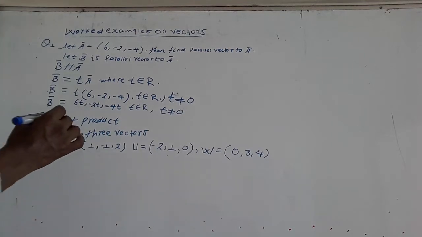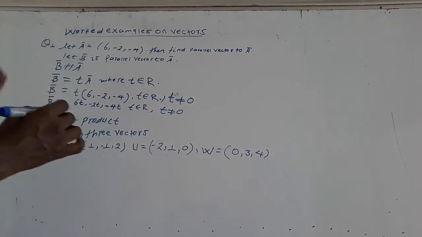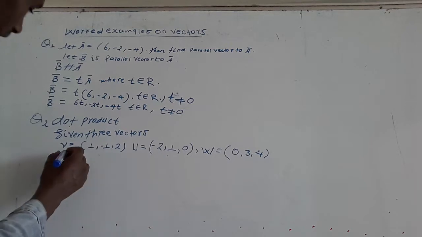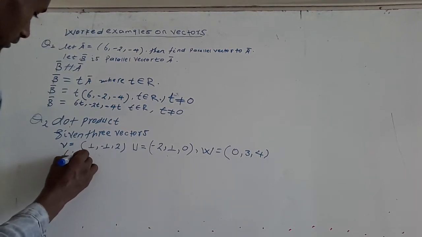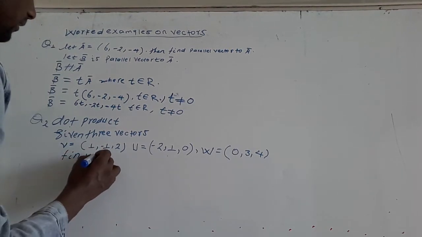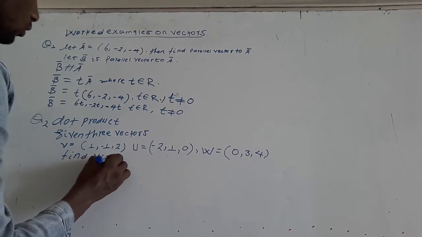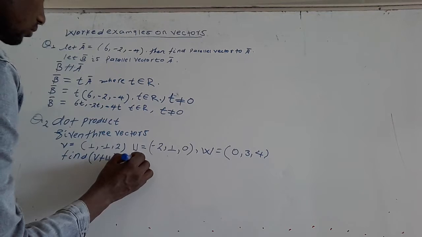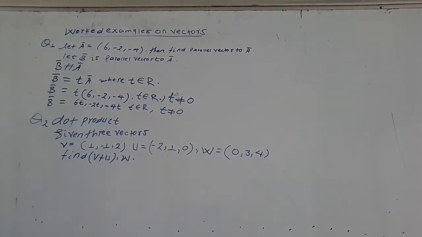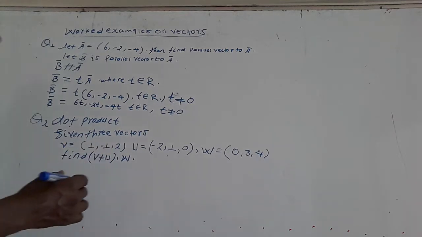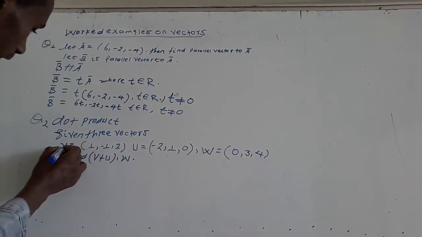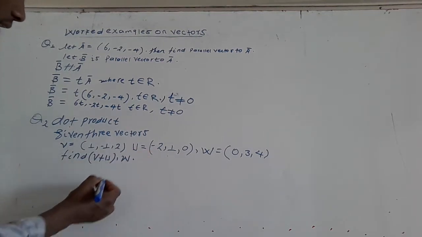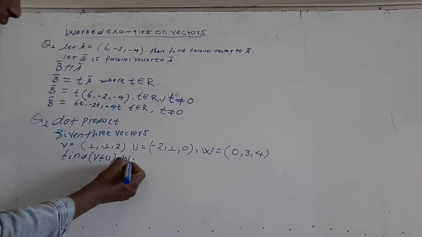So find (v plus u) dot w. This is a simple question, you know. First we have to add v and u, then we dot it with w.